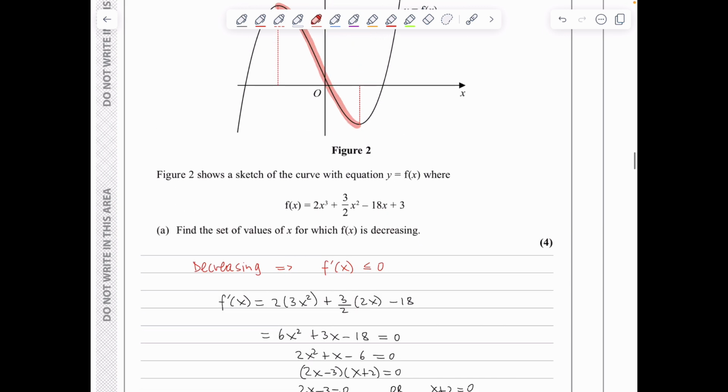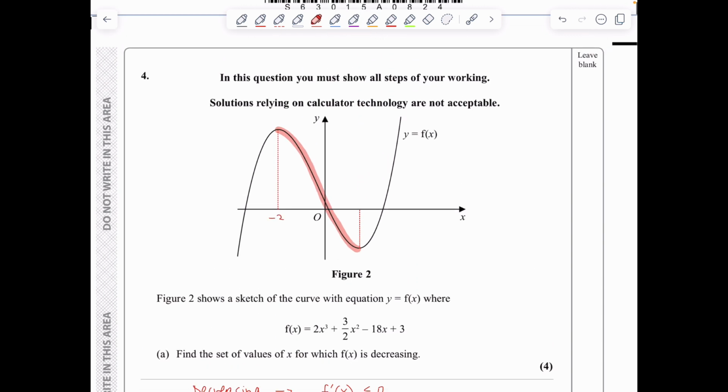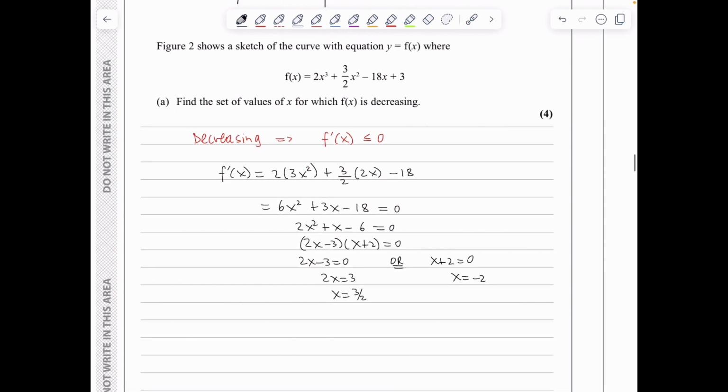Going back to my diagram, the negative 2 is here, the 3 over 2 is here, and I can easily conclude that my function, my f of x, is decreasing between minus 2 and 3 over 2, and therefore we conclude minus 2 less than or equal to x less than or equal to 3 over 2. You could have used strict inequalities and that would be perfectly acceptable by the examiner.